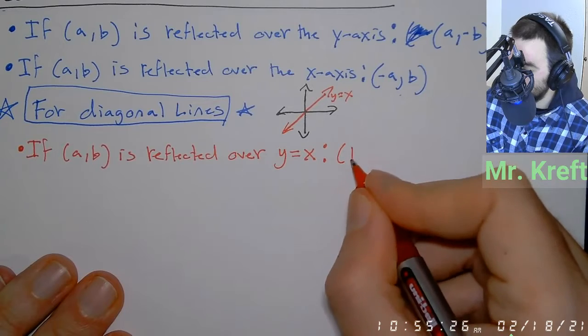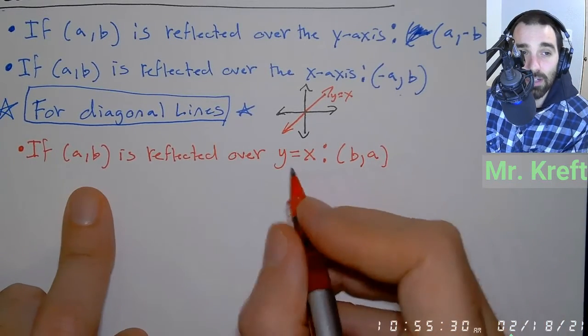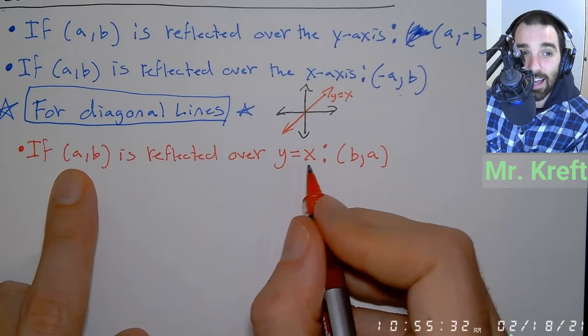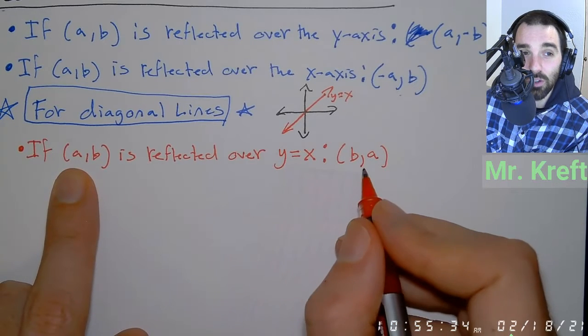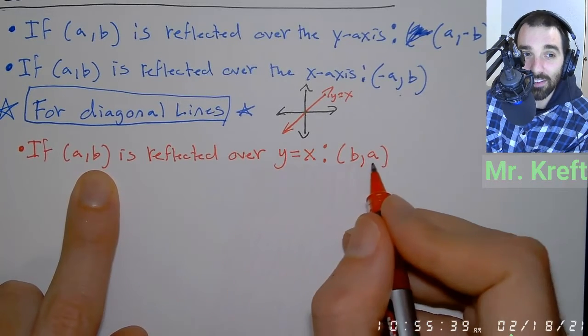So the solution to this is B, A. Now, this should make sense, guys, because what's happening is literally x equals y. So my new x is literally my y. And also y equals x.